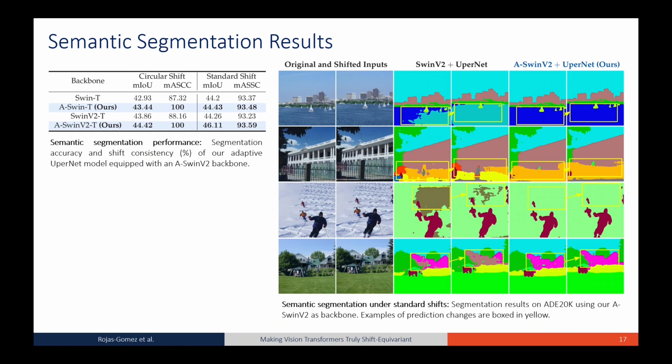For semantic segmentation, we apply the same design principle to the segmentation model, leading to an end-to-end circularly shift-equivariant segmenter. Tested under circular and standard shifts, our models improve segmentation accuracy and shift consistency by a large margin. As illustrated, they lead to more stable segmentation masks.